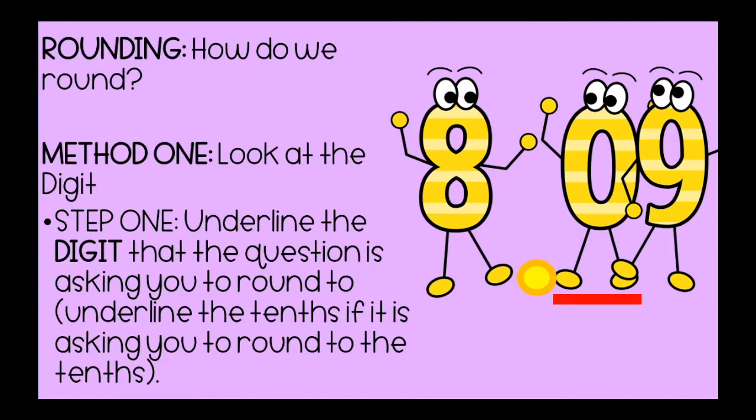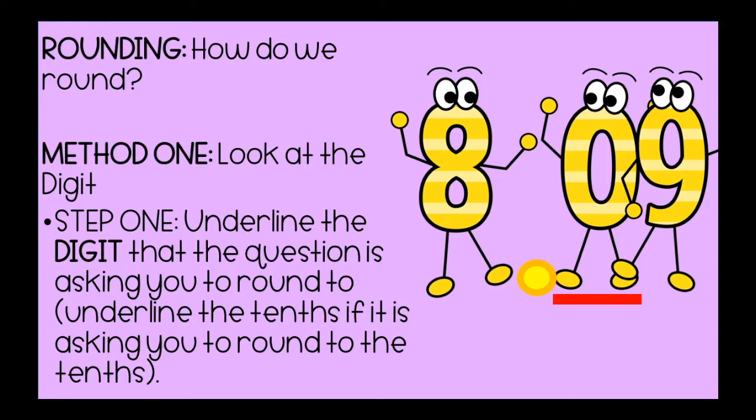Let's go through this first strategy of rounding together. This is the one you're probably familiar with. I like to add drawing in underlines and arrows because for me and my students, that really helps us keep track of where we are, and it also helps me as their teacher see where my students have made a mistake. Oh no! So method 1 means looking at the digit.